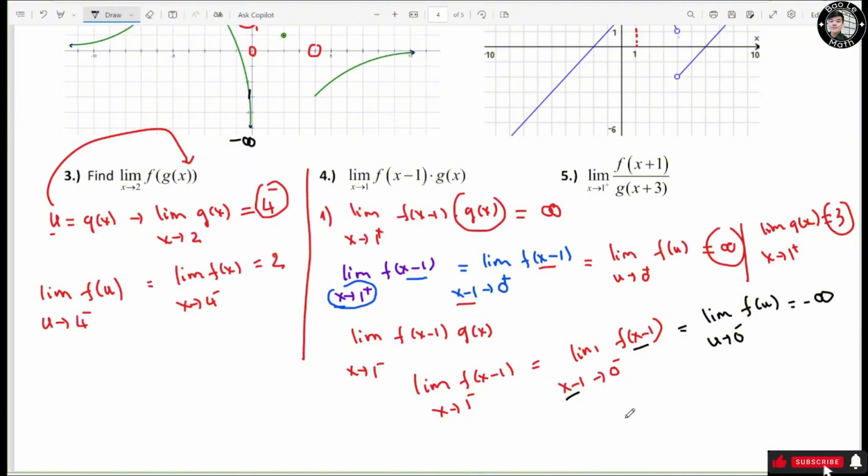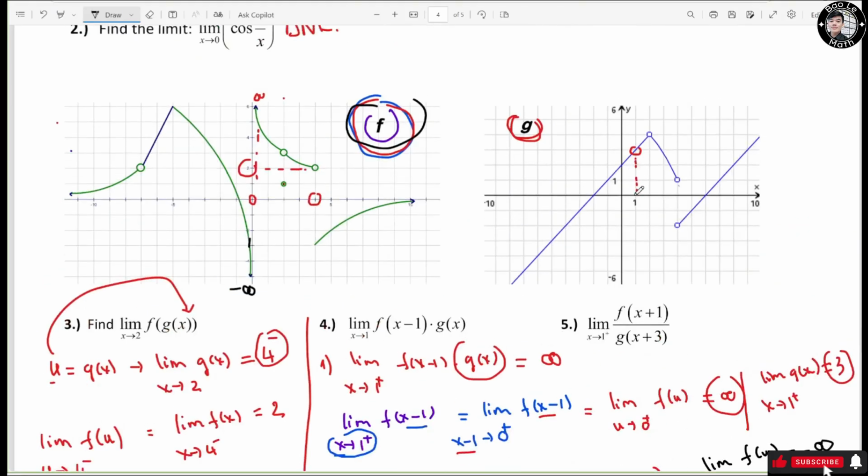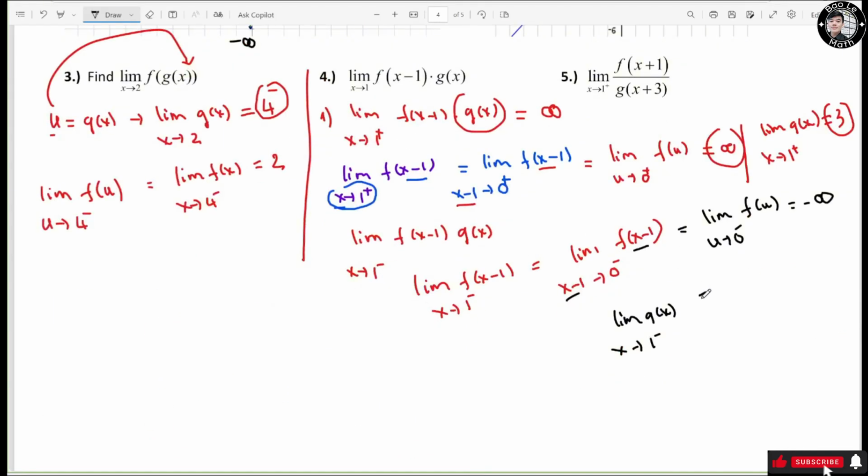Now limit of the function g of s when s approaches 1 minus, right? 1 minus is still right here, so it's still 3, right? Now I'm going to multiply this guy and this guy. The answer is negative infinity, right? So this guy equals negative infinity. Now this guy and this guy are different, right? So the limit right here does not exist, right?